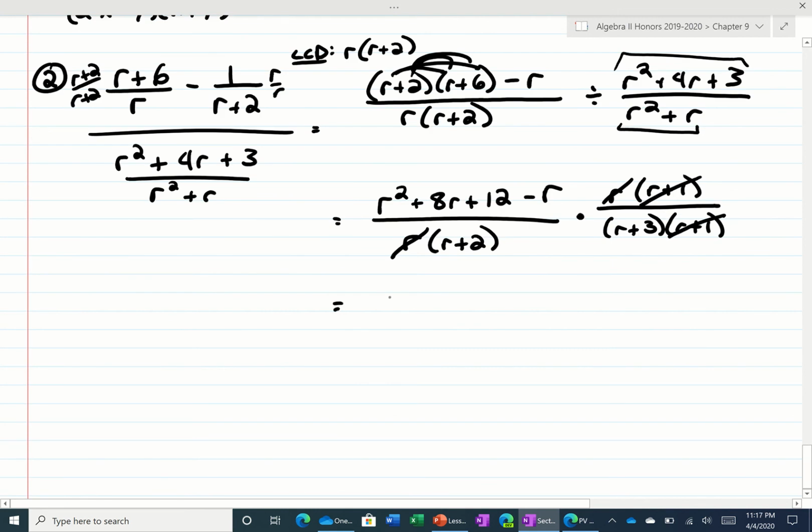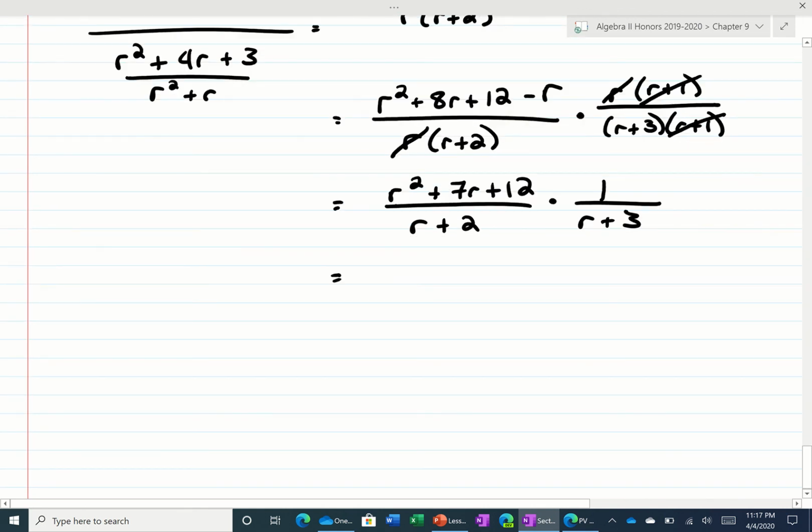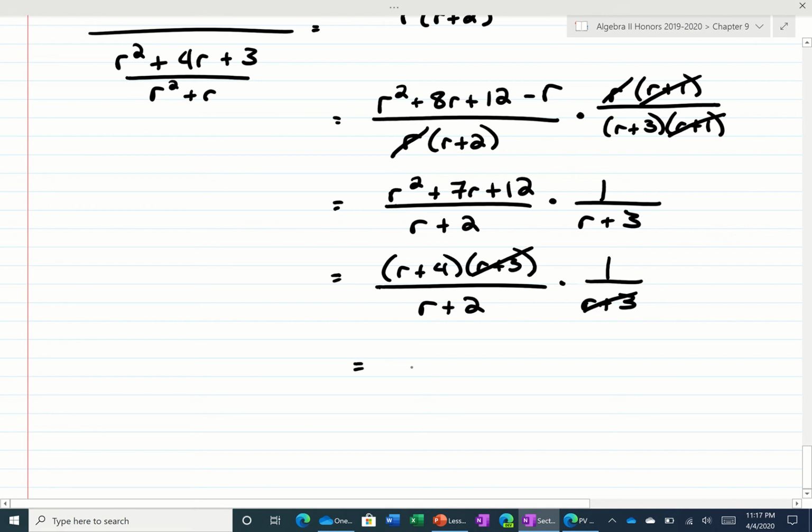Let's combine our like terms over here. This would be R squared plus 7R plus 12. I think that factors. It's going to be 4 and 3, right? So R plus 4 times R plus 3. We could cancel out the R plus 3's, giving us our final answer of just R plus 4 over R plus 2.